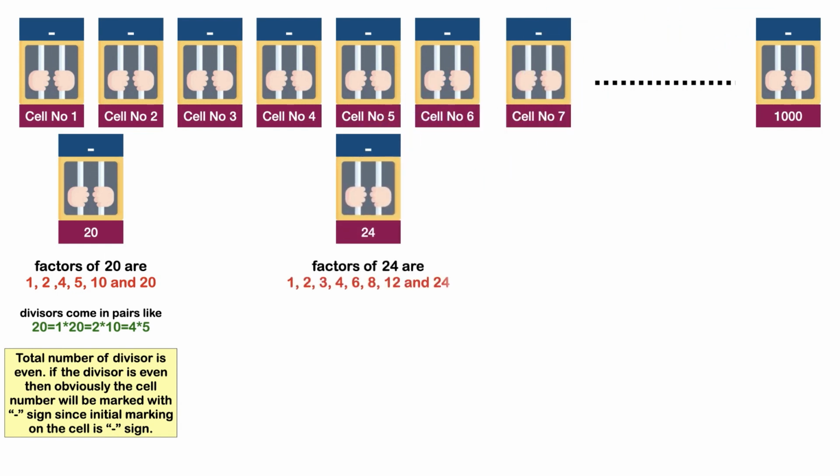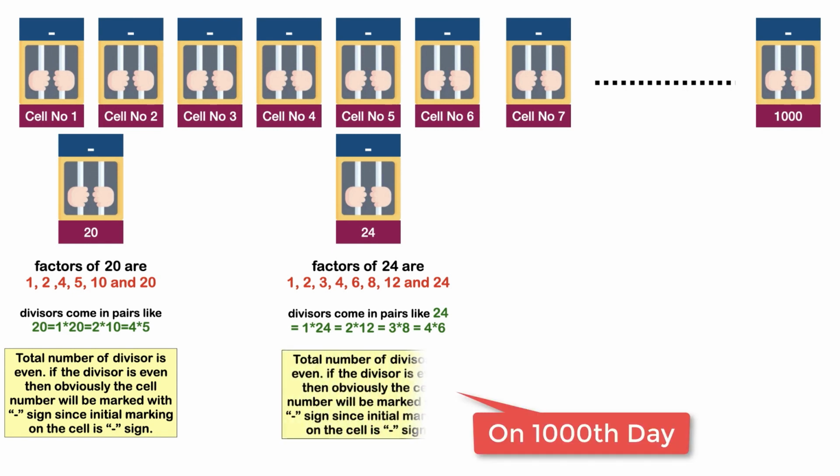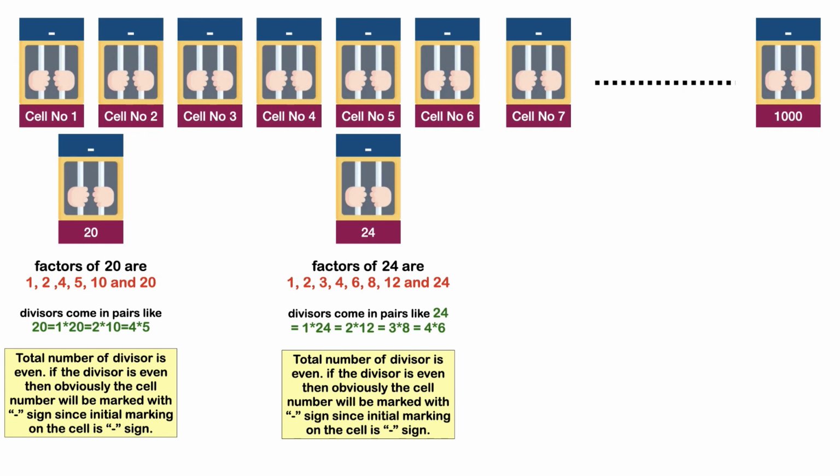Factors of 24 are 1, 2, 3, 4, 6, 8, 12 and 24. Cell number 24 is toggled on days 1, 2, 3, 4, 6, 8, 12 and 24. Now divisors come in pairs like 24 equals 1 times 24, 2 times 12, 3 times 8, 4 times 6. So the total number of divisors is even. If the number of divisors is even, then obviously the cell will be marked with a minus sign since the initial marking on the cell is minus.